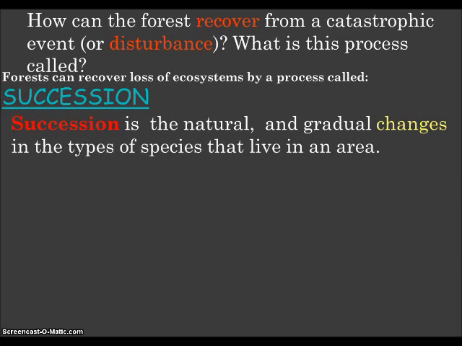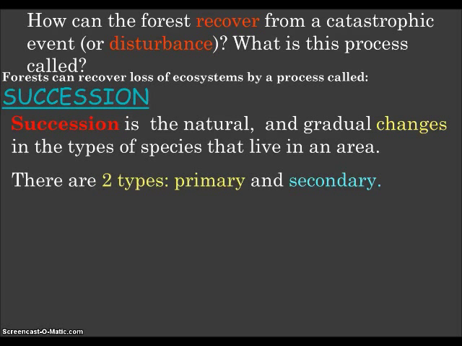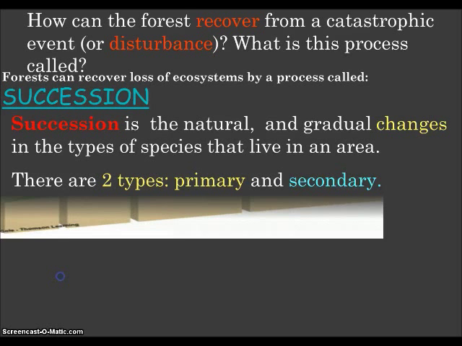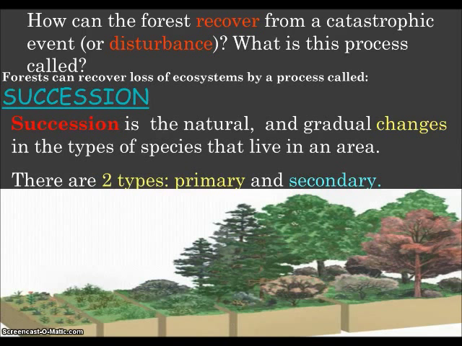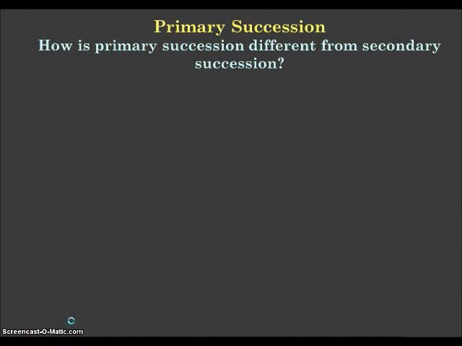Succession is the natural and gradual, meaning a little bit at a time, gradual changes in the types of species that live in an area. There are two types of succession, primary succession and secondary succession. Let's talk about those two types. Oh, and this is just a picture of succession. When something happens and everything's removed, then it grows back. So let's talk about the two different kinds.